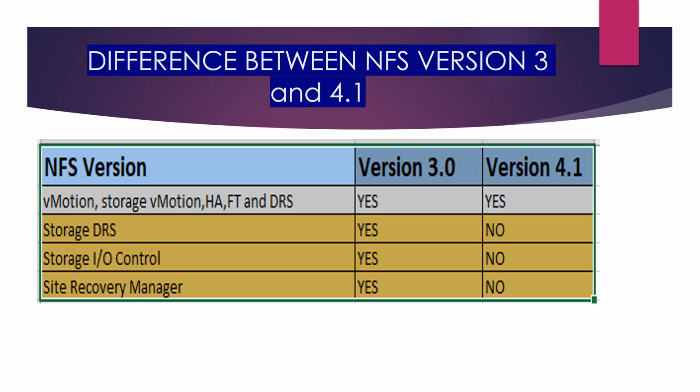So here are the key differences between NFS version 3 and 4.1. Both are supported in ESXi version 7. We can see that the features storage DRS, storage IO control, and Site Recovery Manager are supported only in version 3, which is not supported in version 4.1.